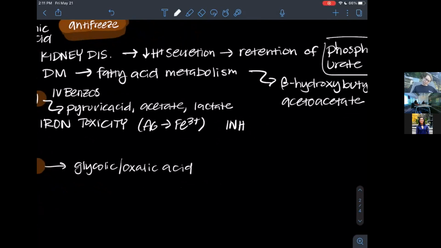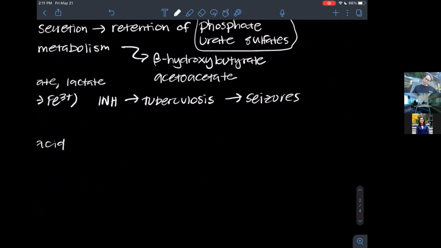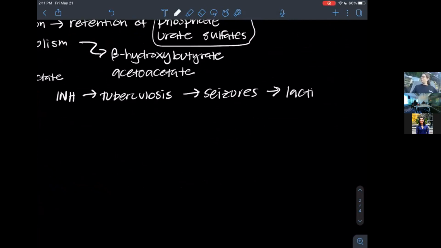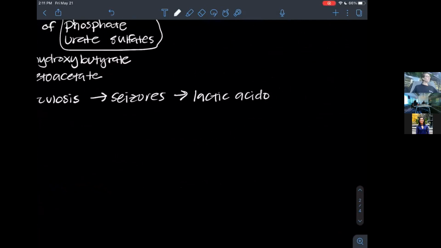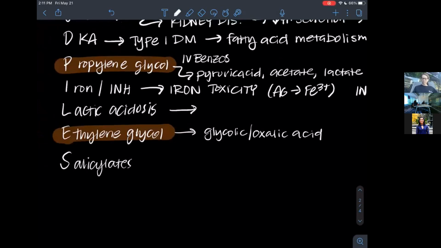Isoniazid is a tuberculosis medication. It can cause an anion gap because it frequently causes seizures. When you have a seizure, you are going through lactic acidosis as well. I think that's a great transition into lactic acidosis. Lactic acidosis, I think this is pretty obvious. You have low O2, so you're going to go through anaerobic rather than aerobic metabolism.